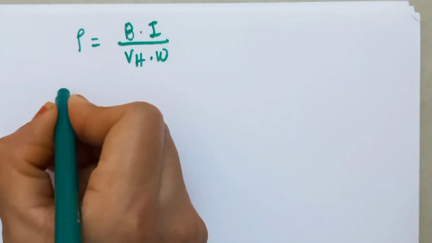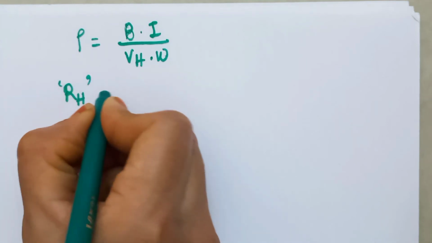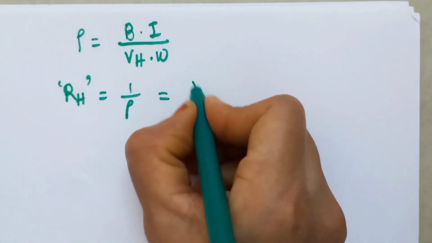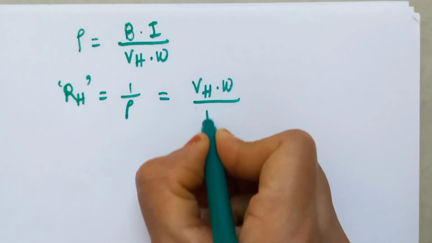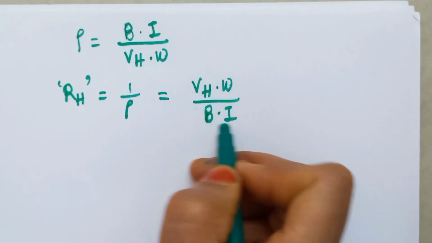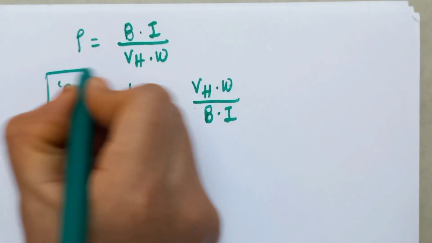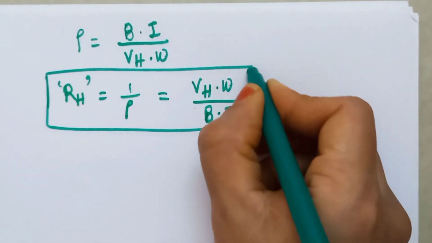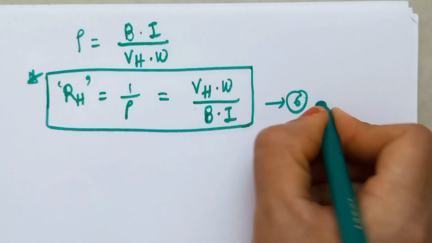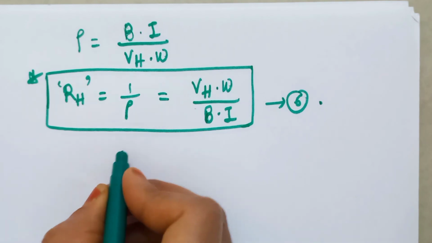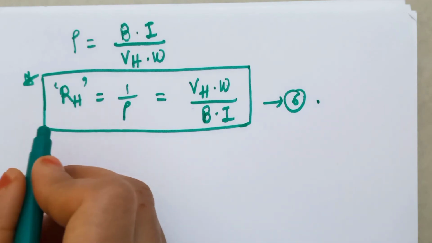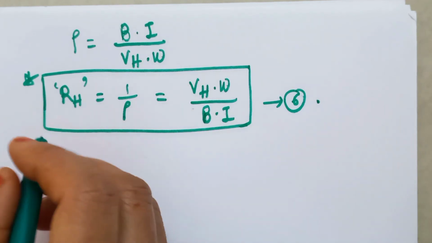So the Hall coefficient, that is denoted by RH, is equal to 1 by rho. So RH is equal to 1 by rho is equal to VH into W by B into I, where VH is the Hall voltage, W is the width, B is the magnetic flux density and I is the current. This is the expression for Hall coefficient in terms of Hall voltage. So let us take this as equation number 6. So from equation number 5 we got this expression. So this is very important and this can be asked in many objective exams.